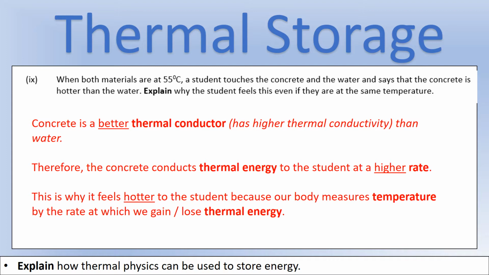When something feels hot, it means it's transferring thermal energy to us at a very high rate. And when something feels cold, it's transferring thermal energy away from us at a high rate. That's how our bodies measure temperature. We actually don't have a way of measuring the temperature in degrees or anything like that. We just measure the rate at which thermal energy is either transferred to us or away from us.